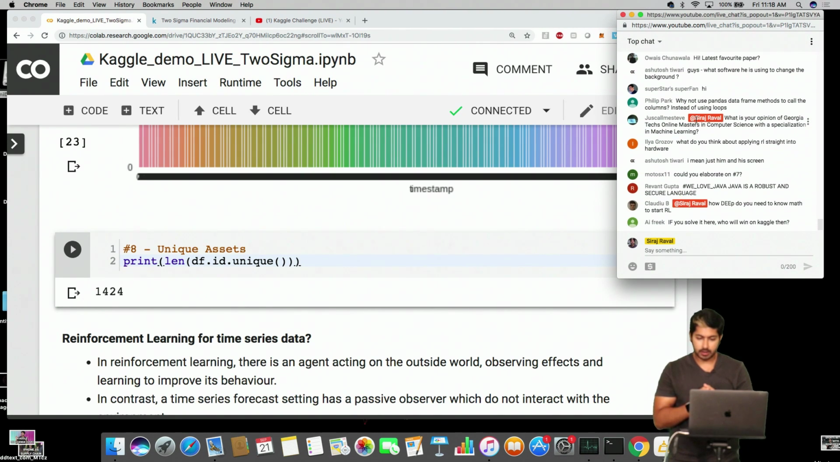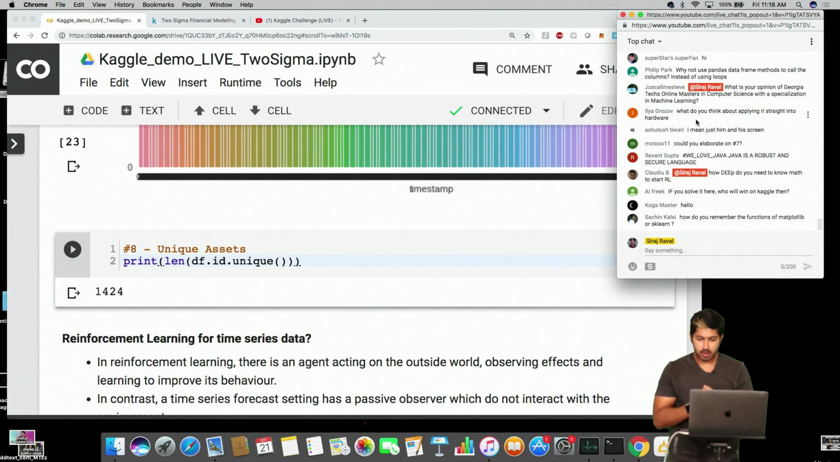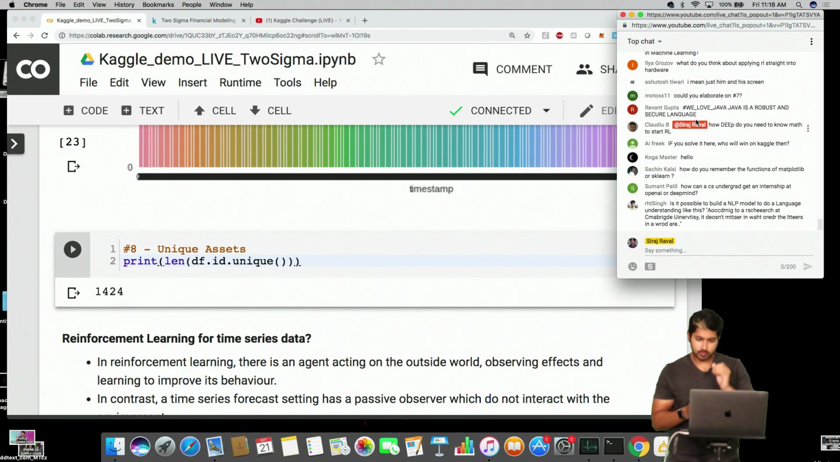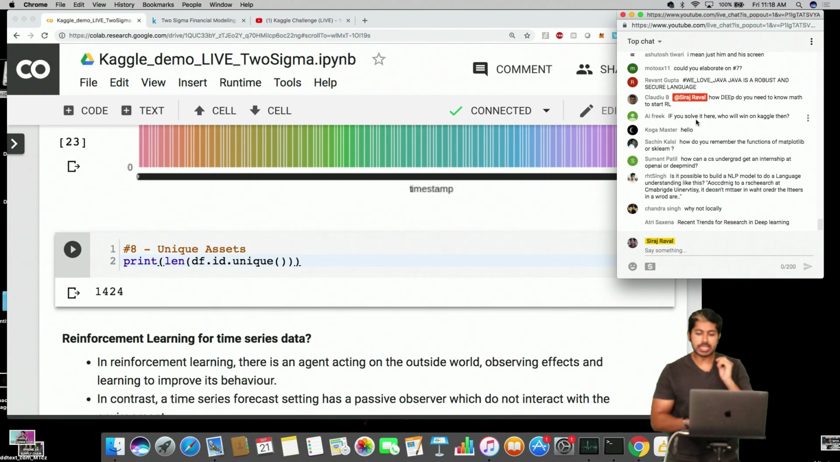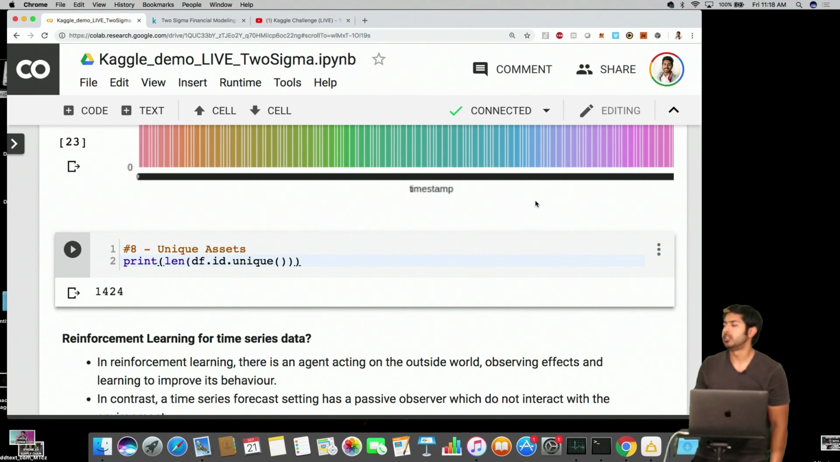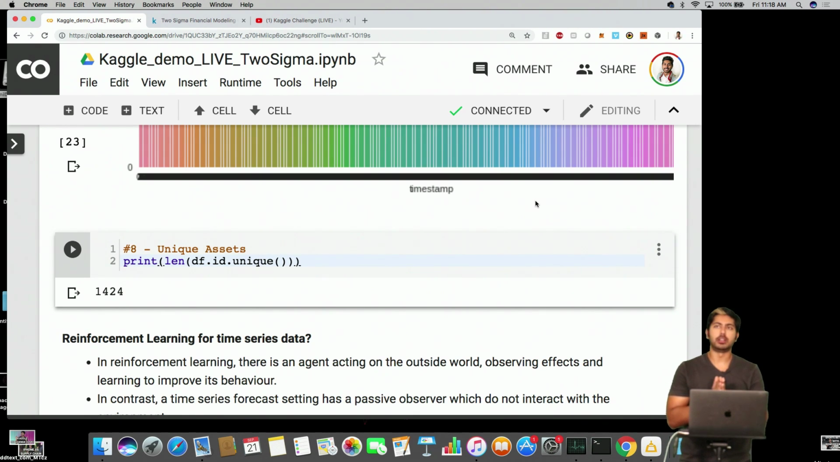How deep do you need to know math for reinforcement learning? That's a great question. Compared to supervised and unsupervised learning, it is more necessary to know the math behind it because that ecosystem is not as developed as a supervised learning ecosystem.